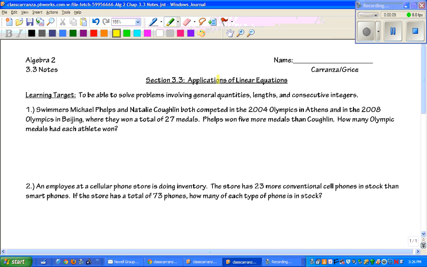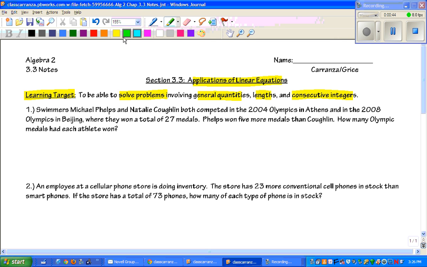Today we're going to be talking about applications of linear equations. Our learning target for today is to be able to solve problems involving general quantities, lengths, and consecutive integers. If you can't already tell, we're going to be working with word problems today. If you have it, take out the notes so you can follow along. You also might want a highlighter or colored pencils so you can look at the different things. As we read this, I'm going to highlight and circle anything that I feel is important.